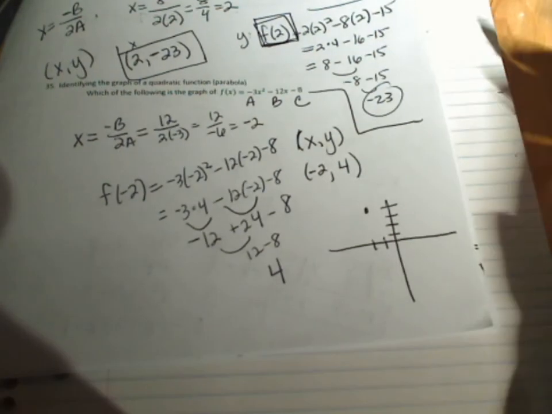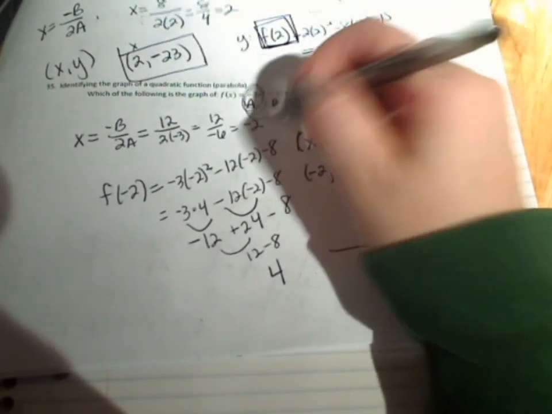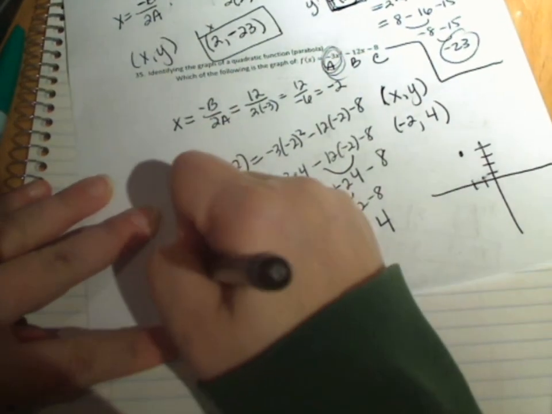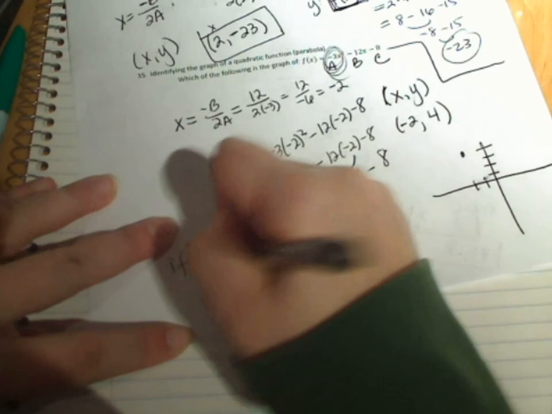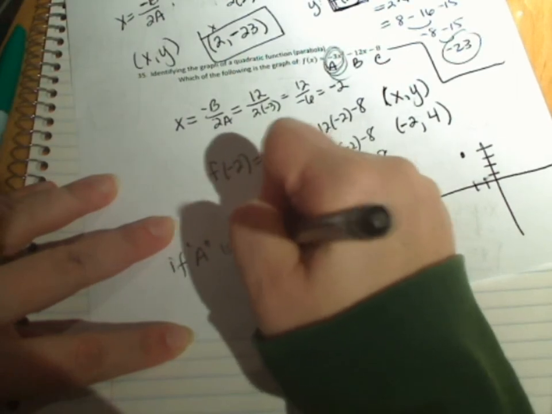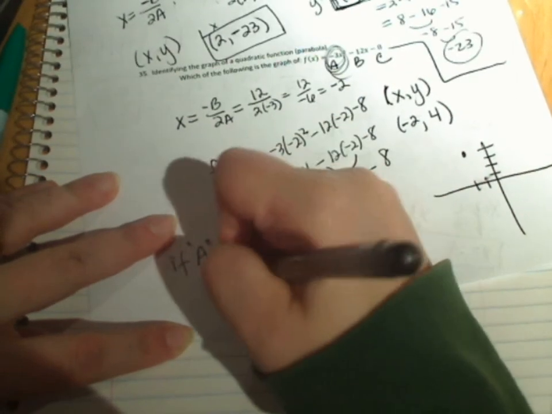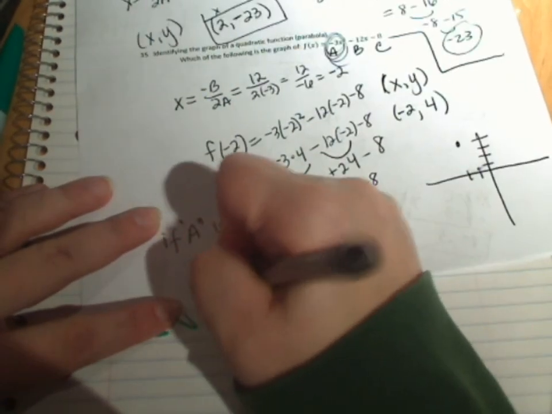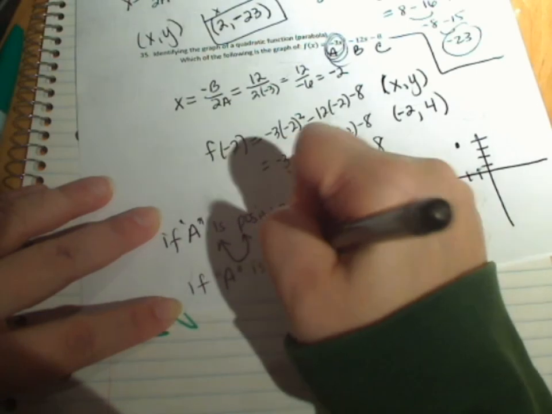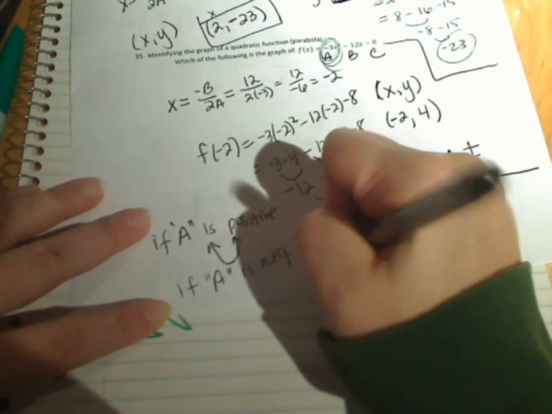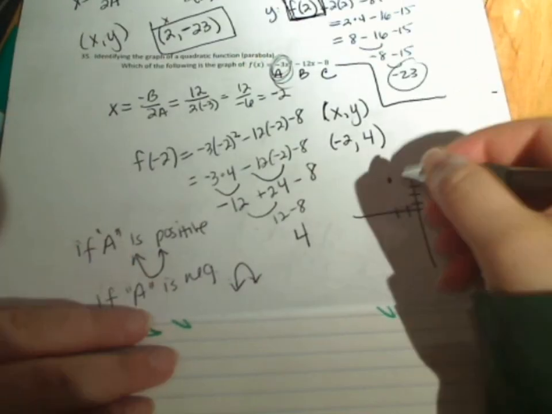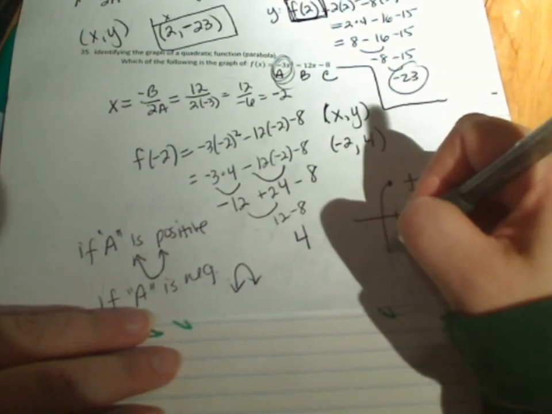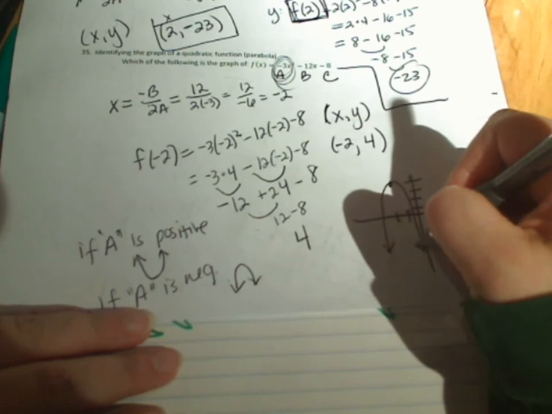Now the other thing to know is this: the a value, if a is positive, it opens up. It's going to be a curvy shape that opens up. If a is negative, it will open down. So, since a is negative 3, I know this is going to be my high point, and the graph will go down like that.